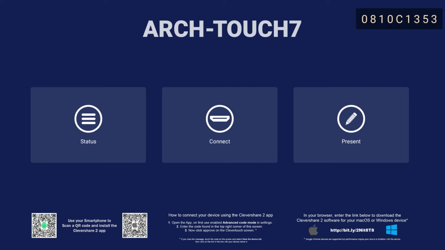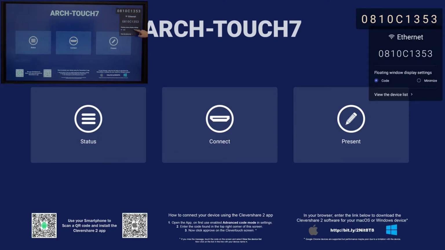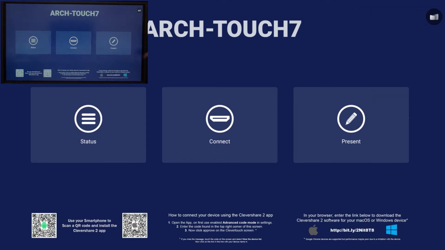Please note that you can't see this code while using the Windows mode, so you'll need to switch to Lux mode to get the code displayed on screen. This code can also be collapsed into a small button by tapping on the code on screen and selecting Minimized.